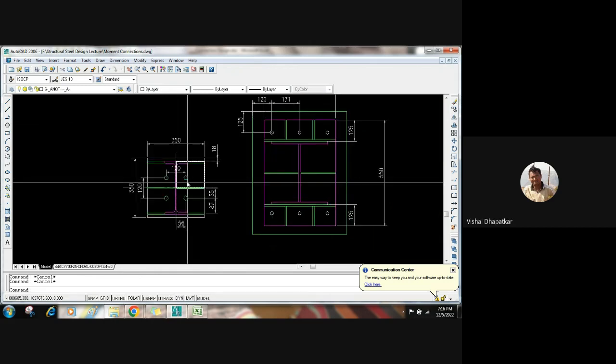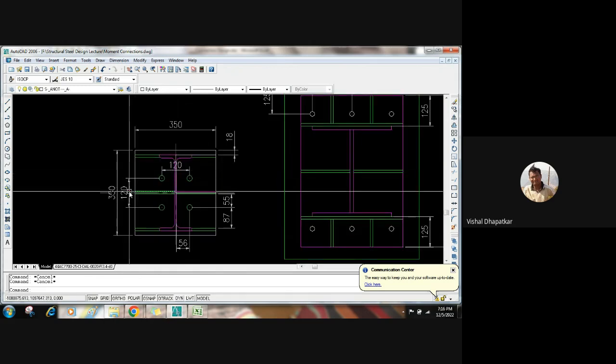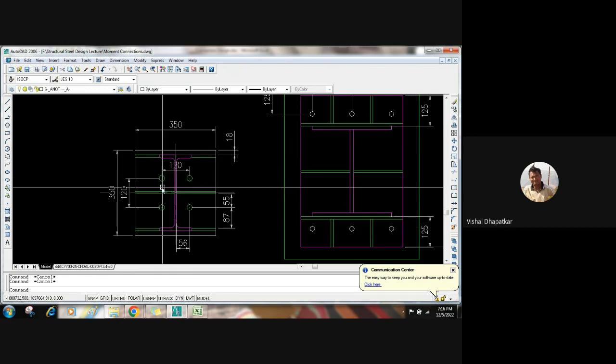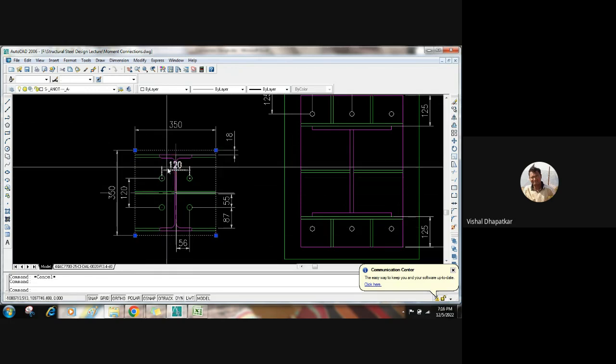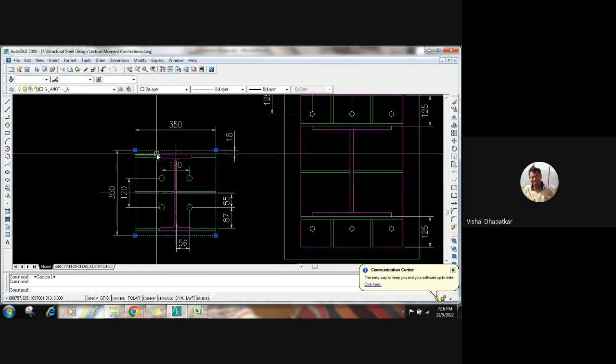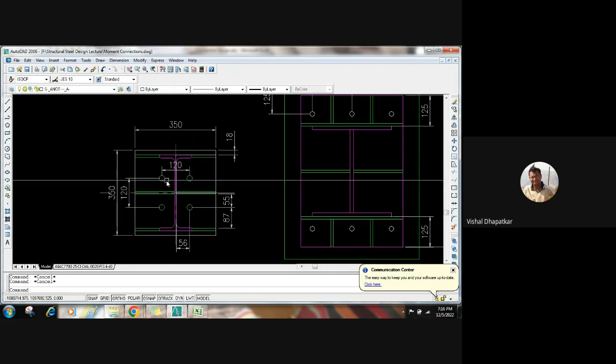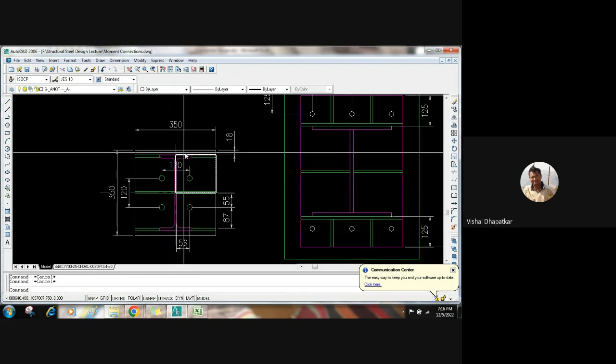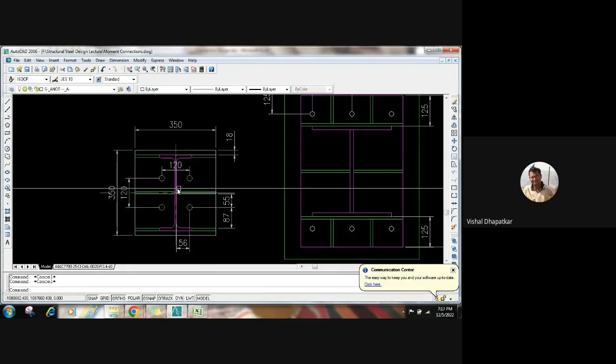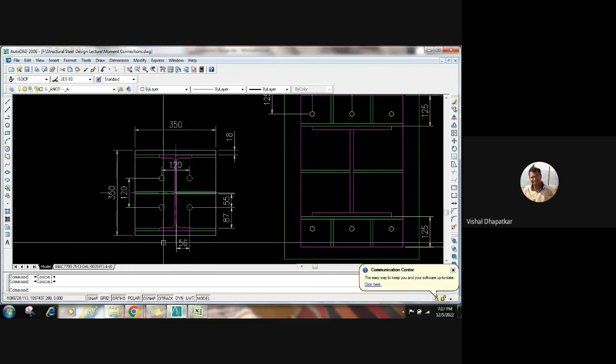So in order to avoid all those things, it is always recommended to have the square base plate as well as square bolt holes, right? If you don't provide a square base plate, what will happen? There may be a chance that the base plate orientation will get changed. So that's why it is always recommended to have the square base plate and square anchor bolt locations.